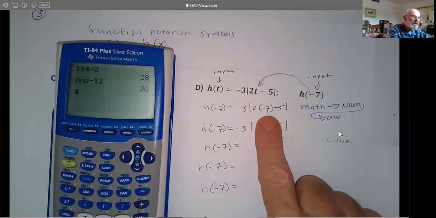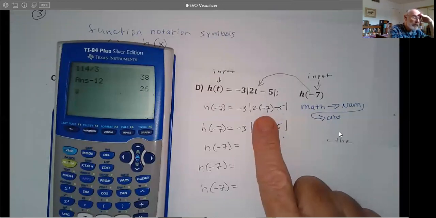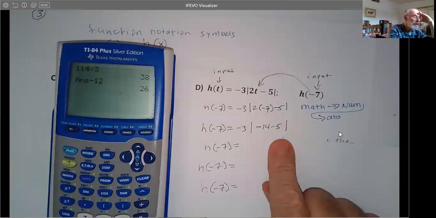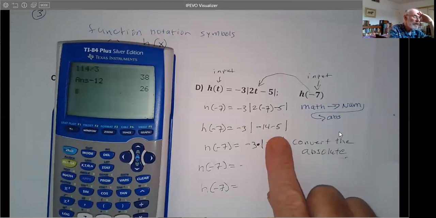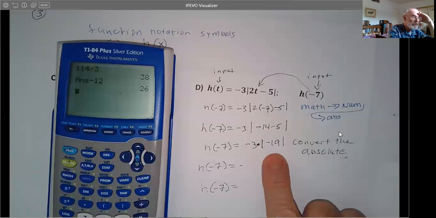So 2 times negative 7, you would do that first because PEMDAS would say first do parentheses, and we did that because we're inside the absolute value bracket, which is a parentheses. But then do exponents, we don't have that, but then you would do multiplication. So 2 times negative 7 is negative 14, and you bring down the negative 5. Now you're going to continue to work in the brackets, so negative 14 and negative 5 is negative 19. All right, now you've got to convert the absolute value number here that's in brackets.